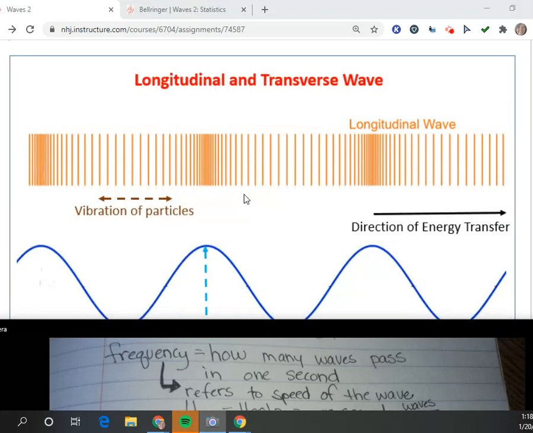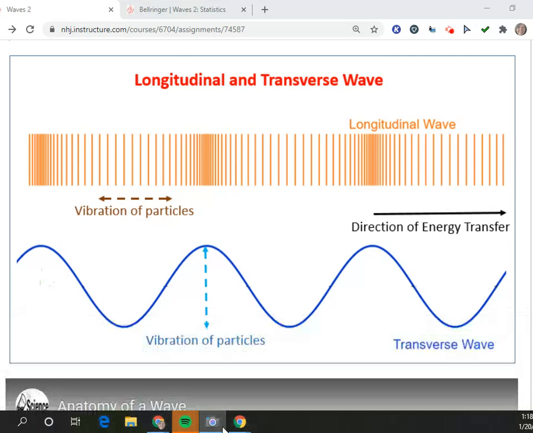All right, let's kind of look at what else we have to think about. Longitudinal versus transverse waves. Let's think. Just look at the picture for a second. What do you notice is different? Right, longitudinal is just like lines.